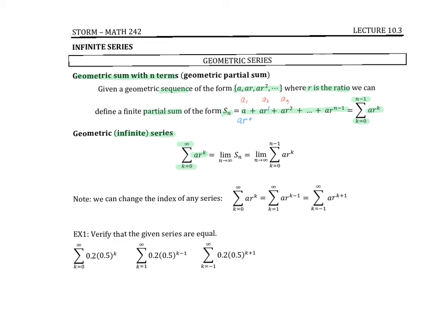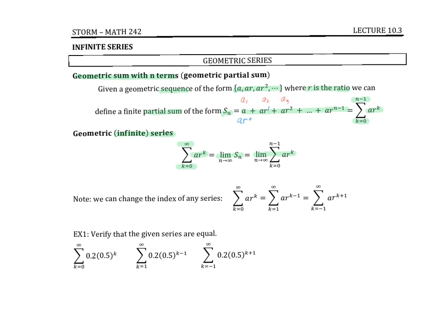If I want to determine whether this converges, and if it does converge, what it converges to, what I do is I take the limit of the partial sum, and that was from our previous section. But we already defined what that partial sum was, so we're taking the limit of this summation.